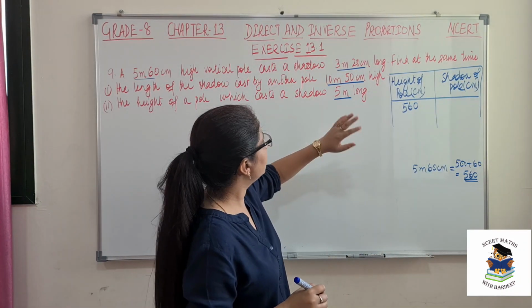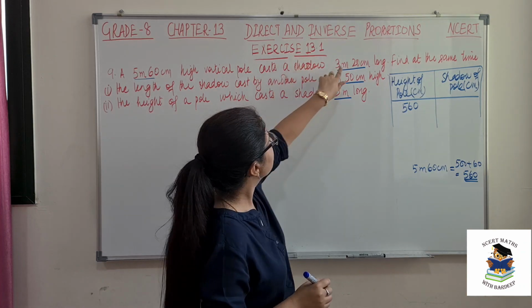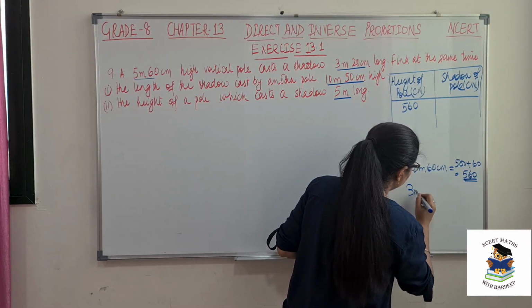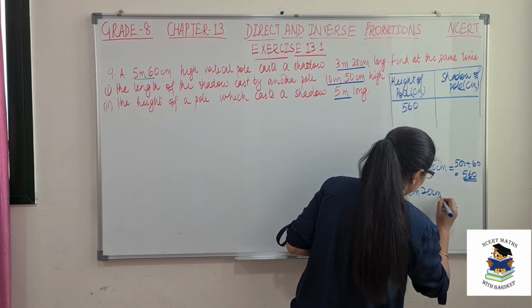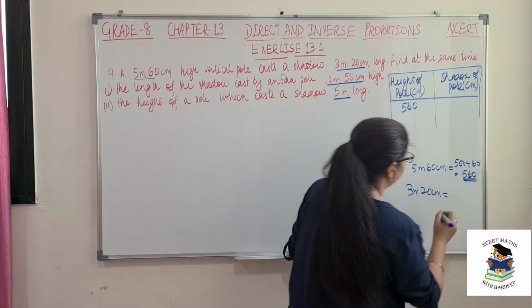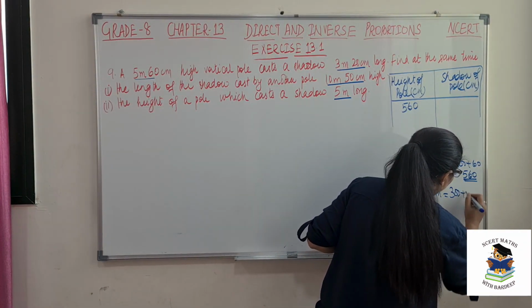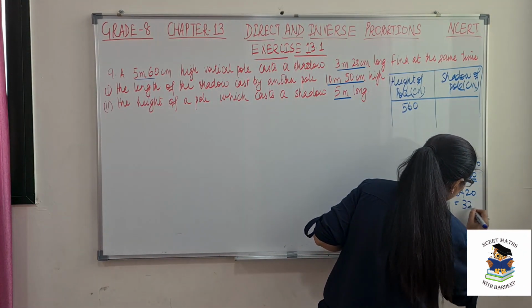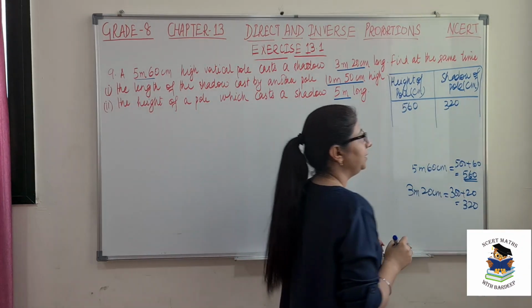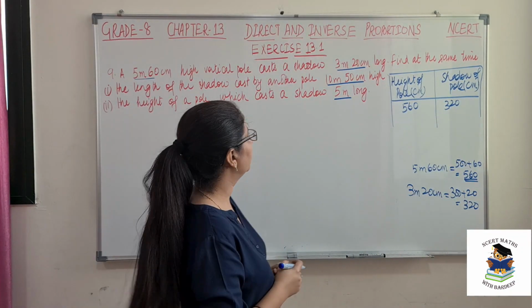And what is the length of the shadow? This is 3 meter 20 centimeters. So again 3 meter means 300 centimeters. So 300 plus 20 is 320. So shadow is 320 centimeters long.